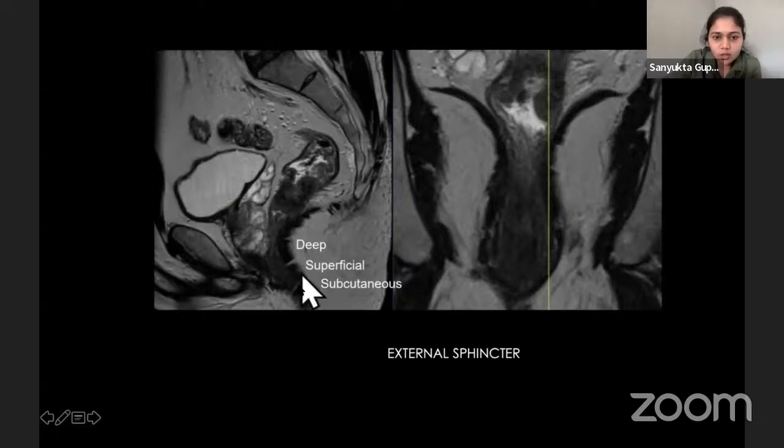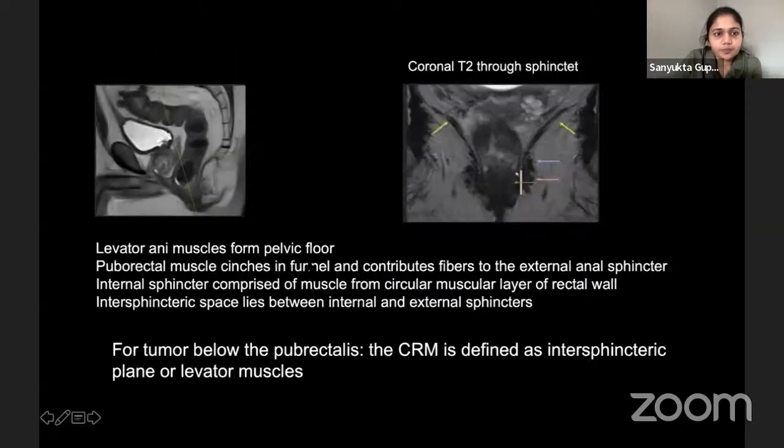So in the colonoscopy, there might be a few discrepancies in the level of the tumor from the anal verge by the gastroenterologist and by the MRI specialist, because we take the tumor distance from the subcutaneous part of the external sphincter. So this is all we know.